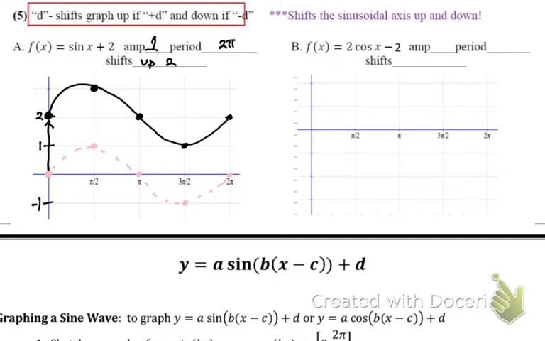Here is some extra advice for whenever you shift graphs up or down. We're going to look at the sinusoidal axis. The sinusoidal axis goes right through the middle points. So if I asked you to draw a sinusoidal axis, you should draw a line right here.